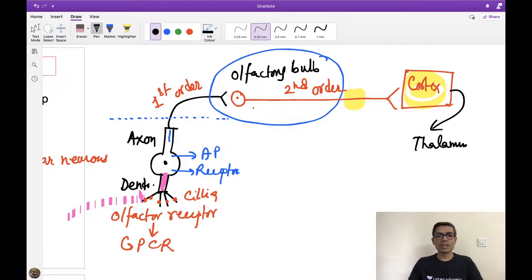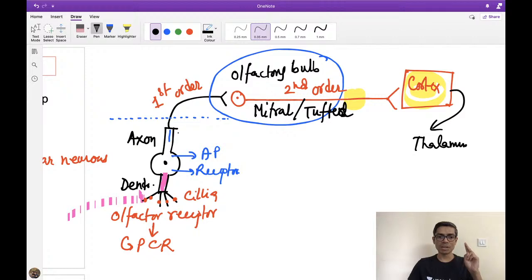You have to remember the name of this second order neuron: they are known as the mitral cell and tufted cell. Two types of second order neuron are there. One is the mitral cell, and the second one is the tufted cell. These are the names of the second order neurons of this olfactory pathway, and with their help they reach the cortex. So what is the bottom line? The olfactory pathway requires only two sensory neurons to reach the cerebral cortex.